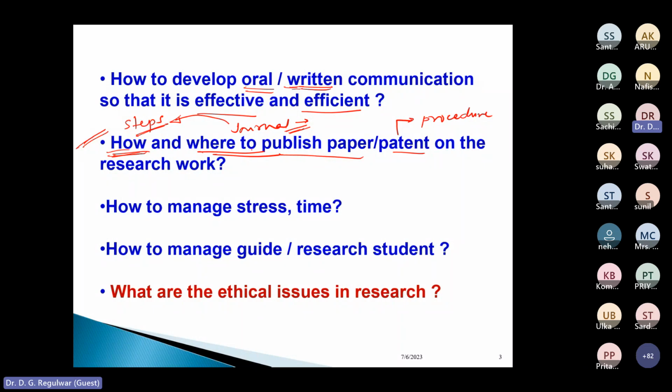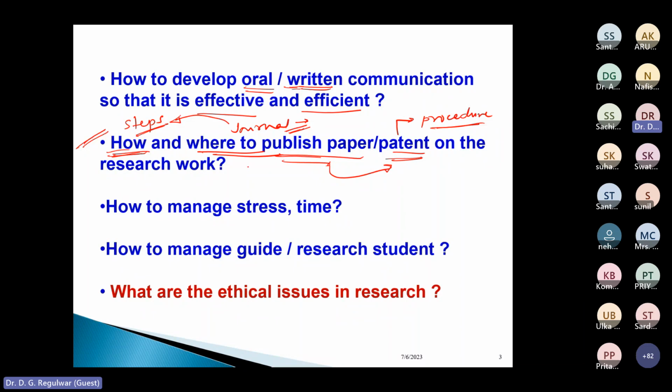So one is the name of the journal where I should publish, and other is the steps to write the paper and publish it. Then if someone wants to go for a patent, what is the patent procedure? If I do the research and if I want to go for patent, then I should know the procedure, at least a simple procedure of patenting the work. Because sometimes if you publish the paper, you may not go for patent. So what is the via media in between? That also I should know, right?